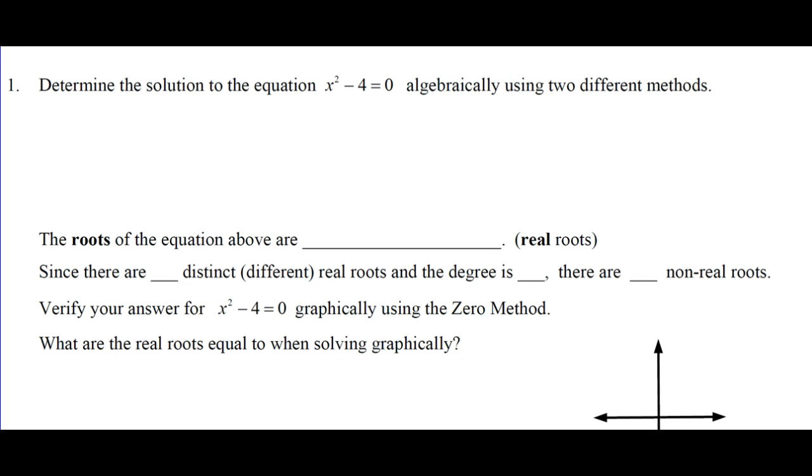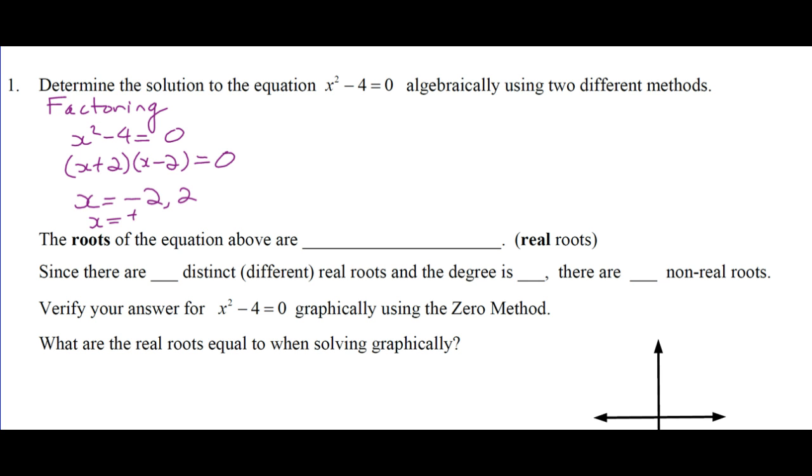Determine the solution x squared minus 4 equals 0 algebraically using, excuse me, 2 different methods. So it's a difference of squares. We can factor it. So by factoring, we got x squared minus 4 equals 0. The difference of squares, it becomes x plus 2, x minus 2 is equal to 0. And we solve that and we say x is equal to -2 or +2, or maybe we say x is plus or minus 2. Seems we have both solutions, both the positive and negative value.